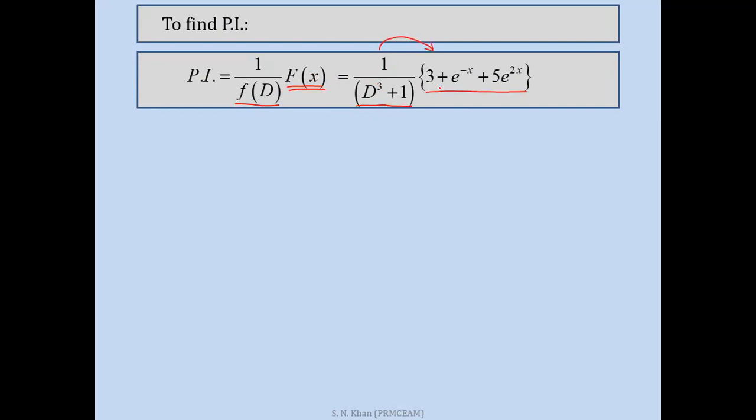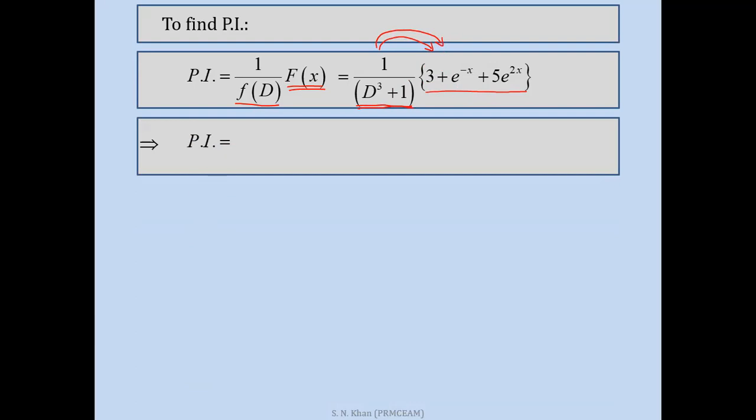So in this bracket, we are having three separate terms. First term is 3, next term e to the power minus x, and next term 5 times e to the power twice x. So we are having separated terms. So it means that we have to apply this operator separately on each term. अब ये complete bracket के ऊपर operator applicable है, हमें हर term के ऊपर separately इसे apply करना है. So one by one we can write it as PI equals to, पहले first term पे apply करेंगे.